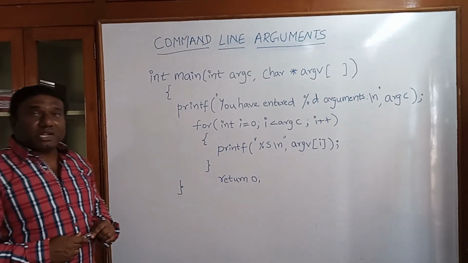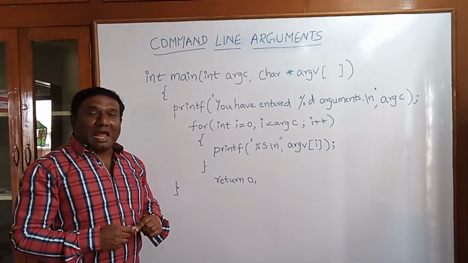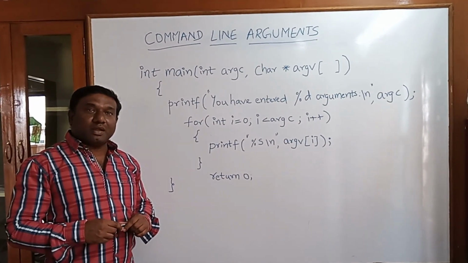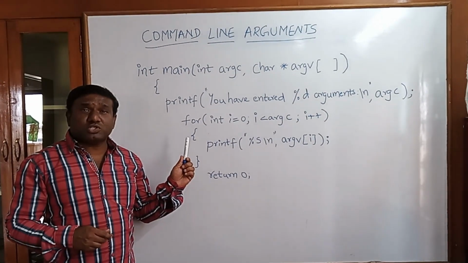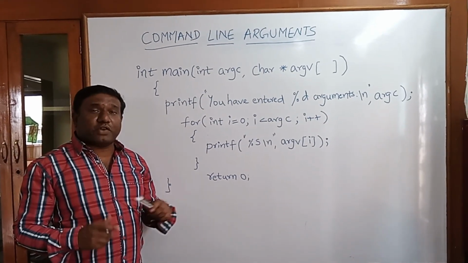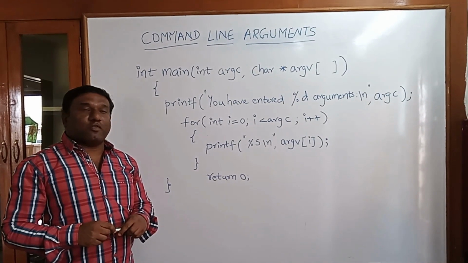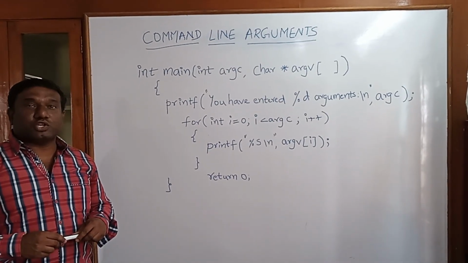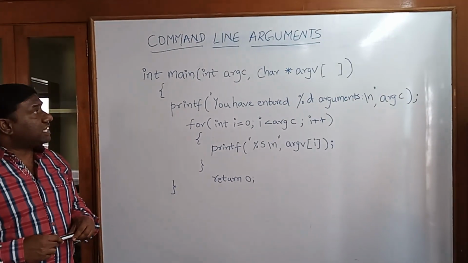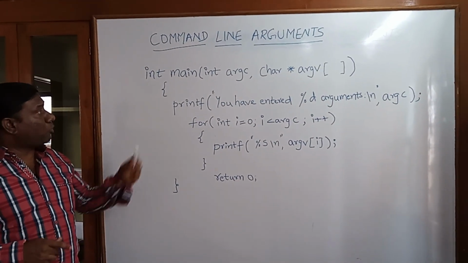See, command line arguments are given during the execution, and these arguments are taken before the execution of your program. Normal variables, those values are taken after the compilation of your program, whereas these command line arguments are given before the execution of your program. So we will see what happens here in this small program.